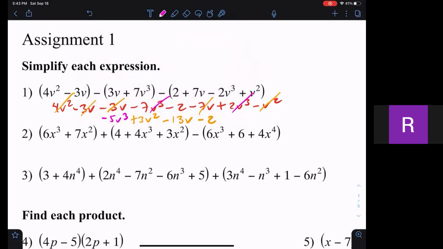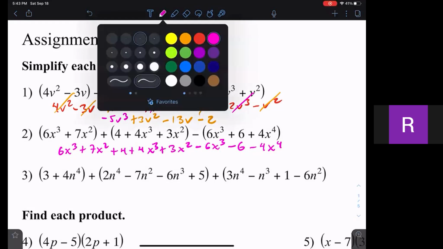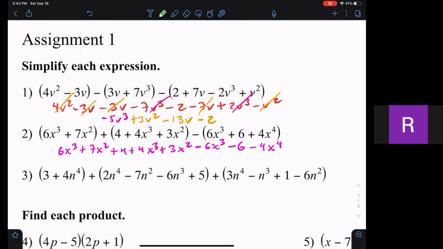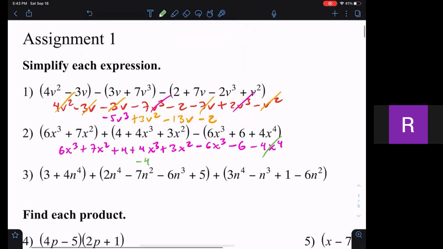Same thing, right? Here, same thing. So I'm going to subtract negative 6x cubed here, minus 6, minus 4x^4, right? So just combine like terms here: 6x cubed plus 7x squared plus 4 plus 4x cubed plus 3x squared, right? So now we need to combine them together. So x^4 is the highest power, so that's going to be by itself, it seems, right? Now we have the negative 6x cubed with the negative 6x cubed, they cancel.